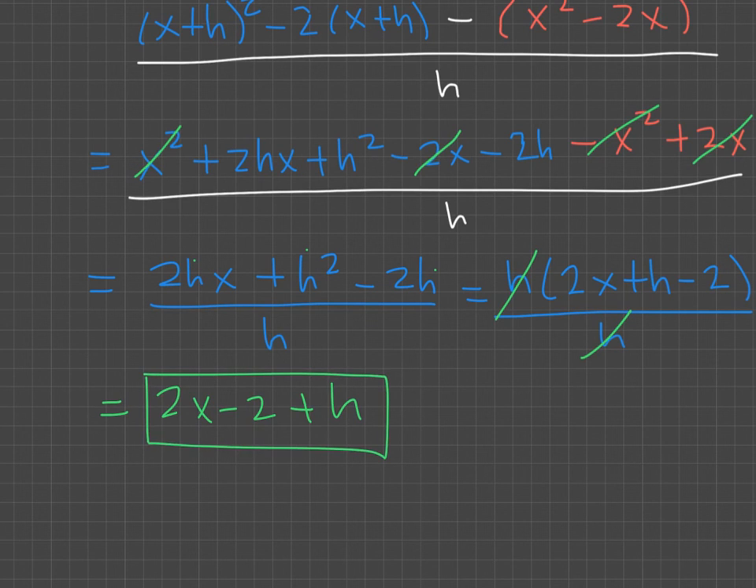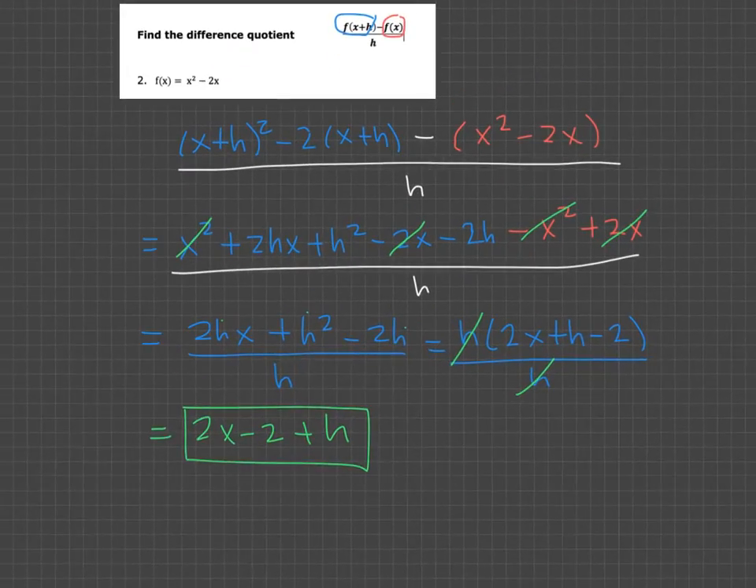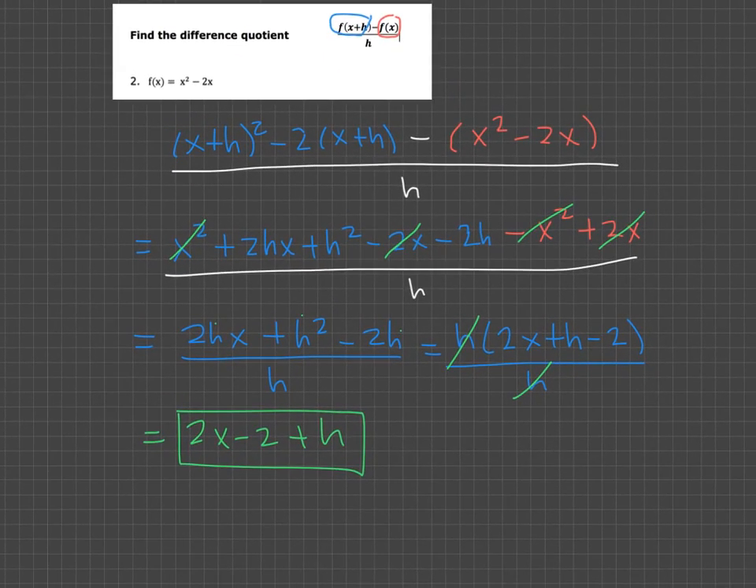So you got to trust me, this is the slope for the function f of x equals x squared minus 2x, but because it's not a line, it's a quadratic, it's a parabola, the slope changes depending on what x is. And that is one of the first things that you learn and talk about in calculus. So difference quotient is something you will encounter when you move on to calculus.